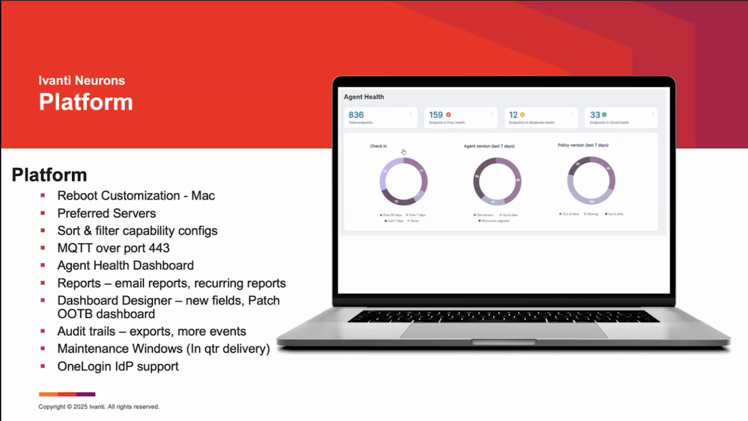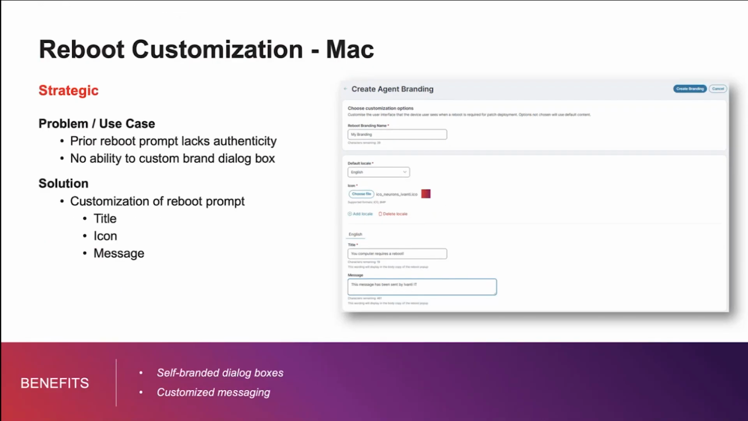Now, a couple of call outs in here, which we don't have separate slides for. They are items that we are currently tracking through. One of those is maintenance window capability, which of course is going to be important for numerous features on the platform. So that's going to be an in-quarter delivery. We also have support for one login IDP as well. With regard to the other items, let's go and jump straight in and unpack these a little bit.